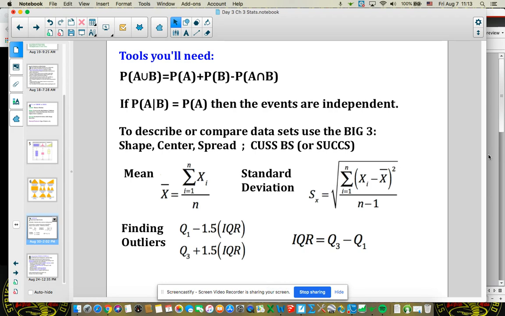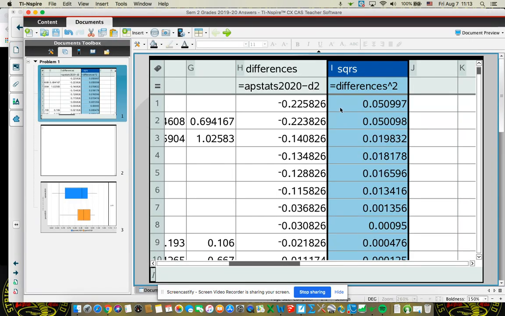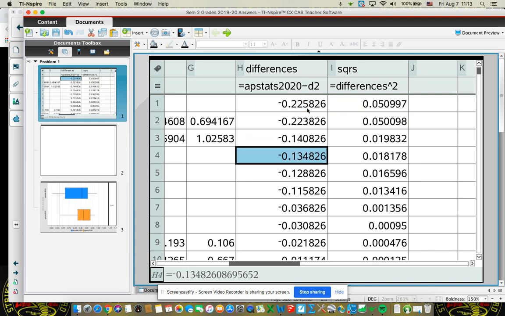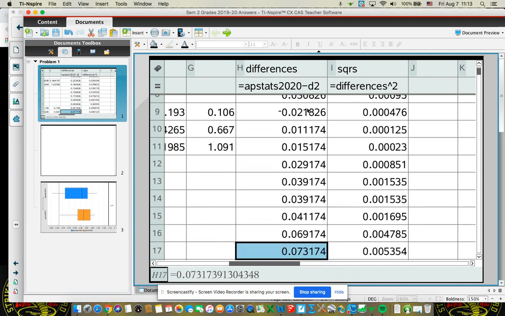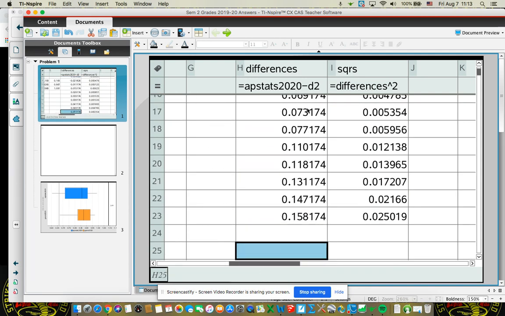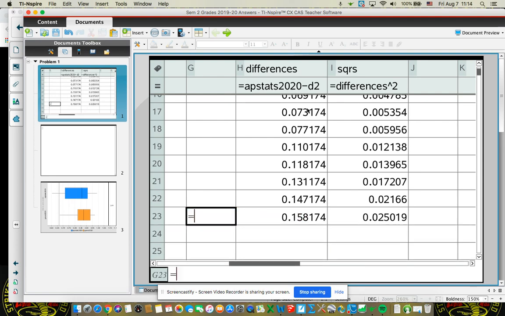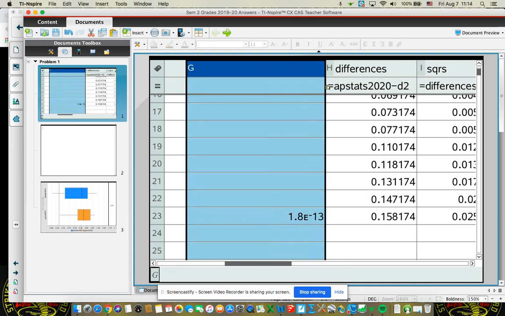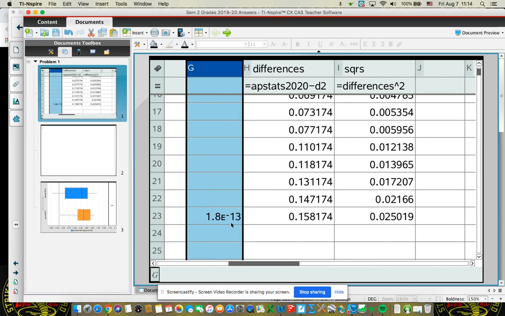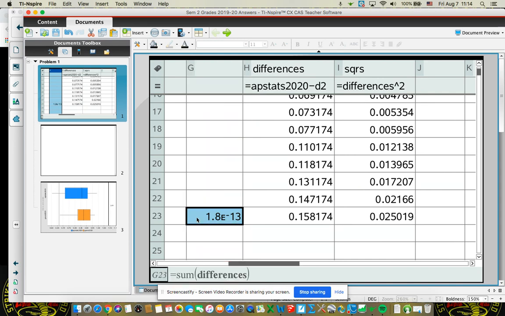Like, why would you square them, right? Well, this is the reason. If I added all these numbers up in this list, you would get 0. Try it. Equals sum of the differences list. Okay, so I'm doing the sum of the differences list. This is 1 times 10 to the negative 13. That's 0, right? That's a decimal so small that it's got 13 decimal places before the 1 comes up. So this is 0.